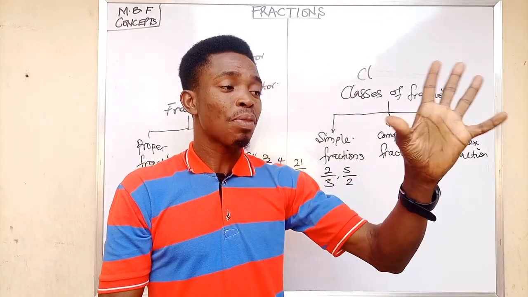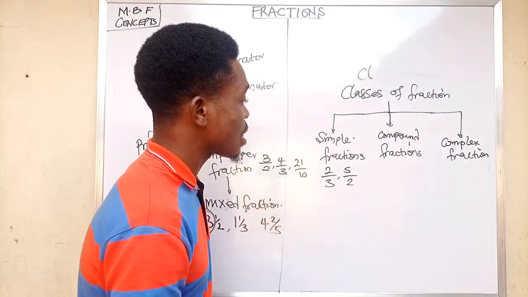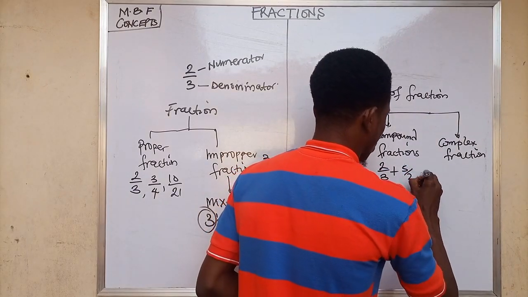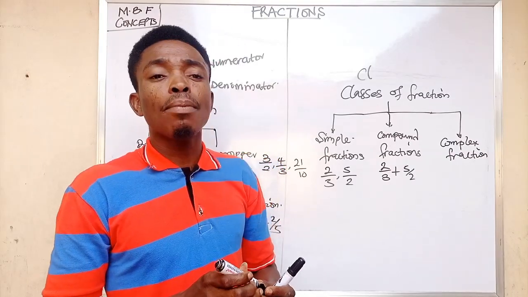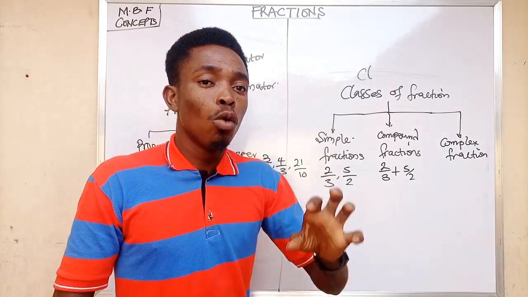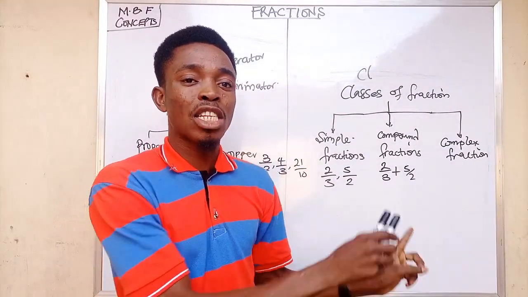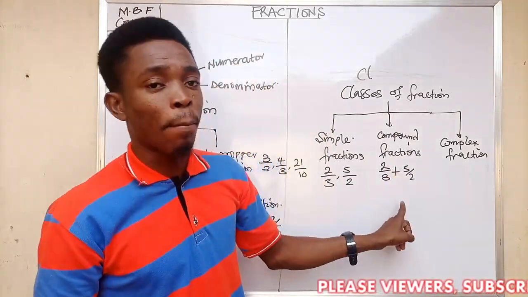Yes, these are the addition, subtraction, multiplication, and division. Now, in this case, when you have 2 over 3 plus 5 over 2, this is an example of a compound fraction. Anytime you are given a compound fraction, you must reduce it toward a simple fraction. This is where solving comes in.